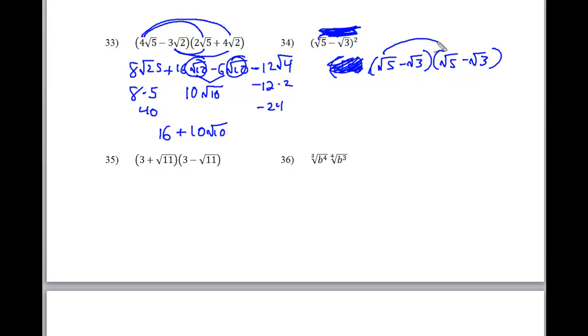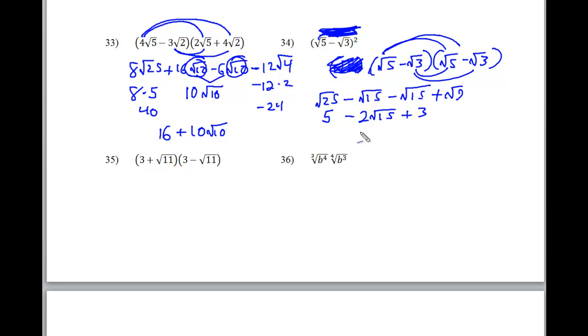And we'll do our FOIL. This here is the square root of 25. This here is negative square root of 15. This on the inside is another negative square root of 15. And this last part here is positive square root of 9. Square root of 25 is 5. Minus minus, this is minus 2 square roots of 15. And plus the square root of 9, this is plus 3. 5 plus 3 is 8, minus 2 square root of 15.